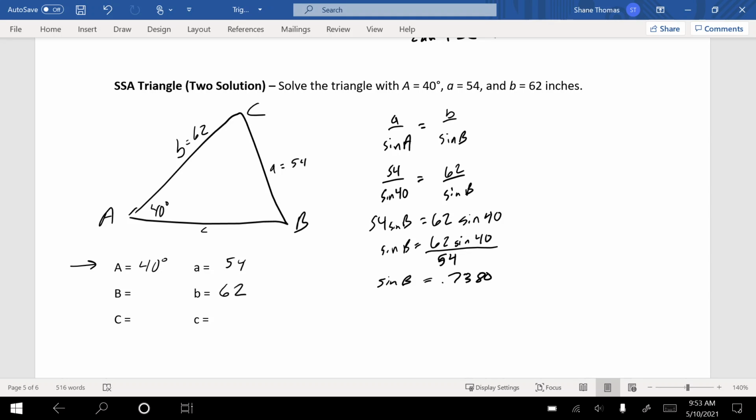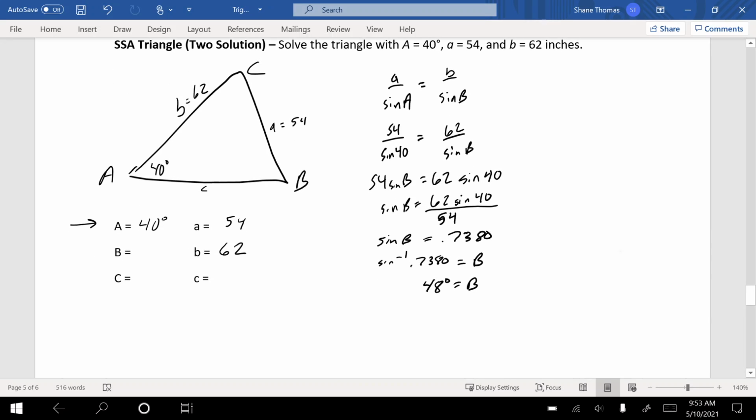So we're going to have to go inverse sine. So inverse sine of 0.7380 is equal to my B. So my B is 48 degrees. Okay, so 48 degrees. That's going to work because the only other angle I have is 40, so that feels all right.